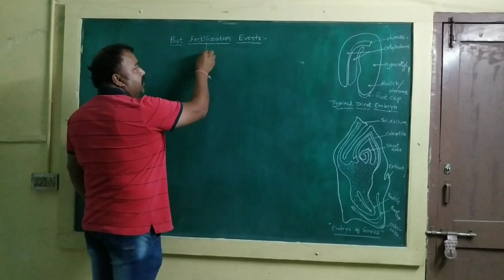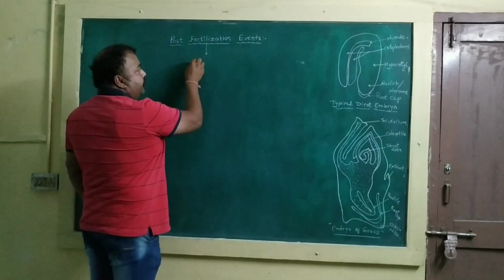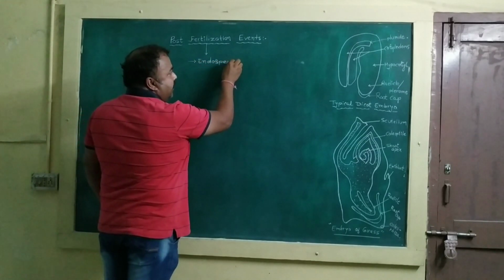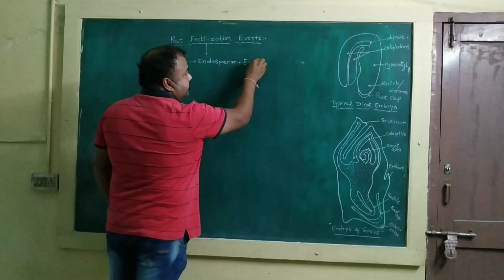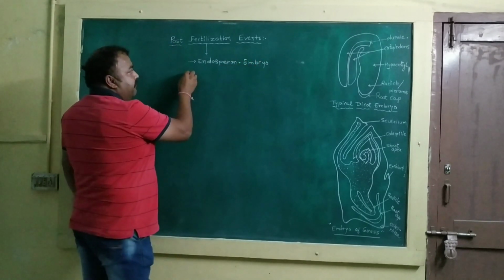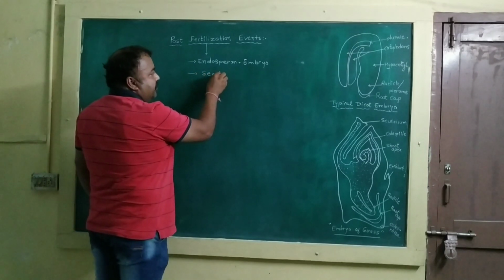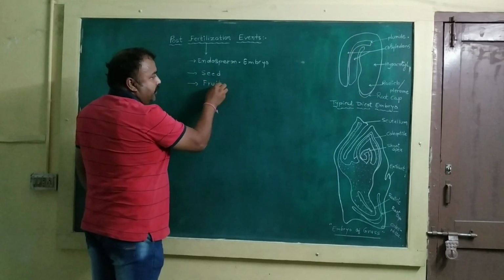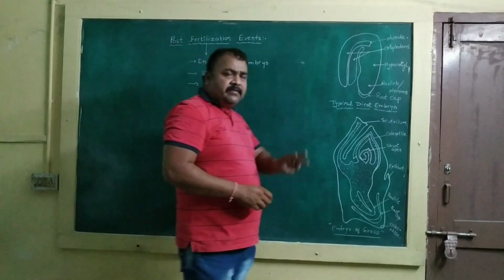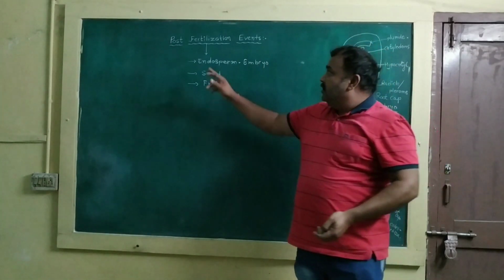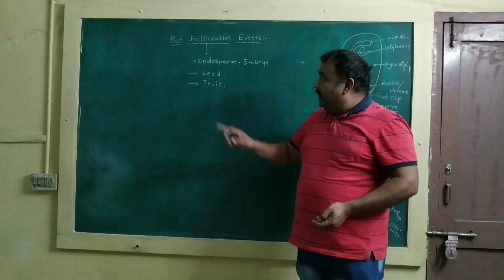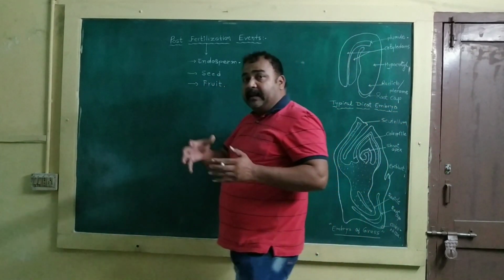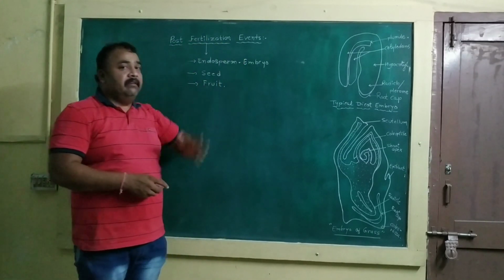In post-fertilization events, formation of endosperm and embryo, development of seed from ovule and development of fruit from ovary are incorporated. That is three things: development of endosperm and embryo, formation of seed and development of fruit. They are included in post-fertilization events.